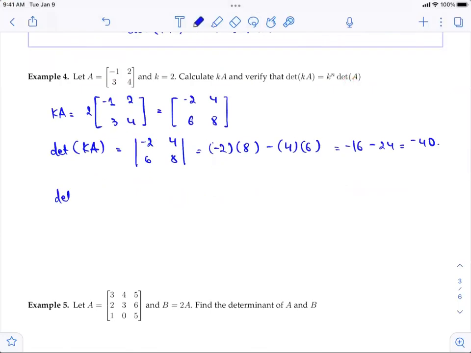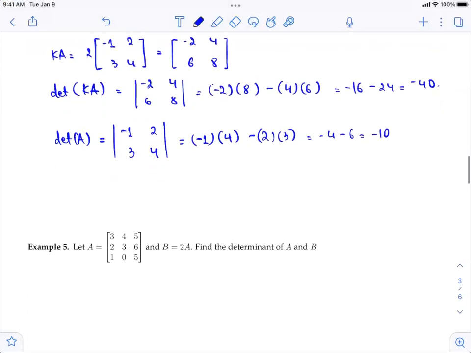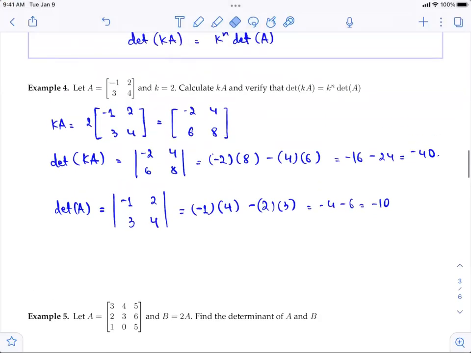So the determinant of A is equal to the matrix -1, 2, 3, 4. Well, this is -1 times 4 minus 2 times 3, or -4 minus 6, equal to -10. So the right-hand side of the formula right here is k to the power n times the determinant of A.